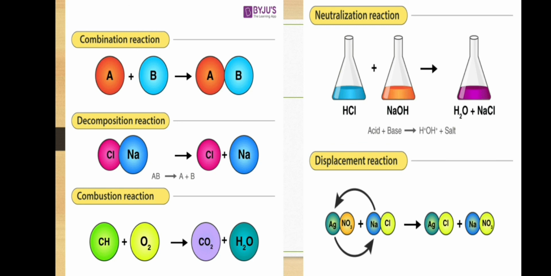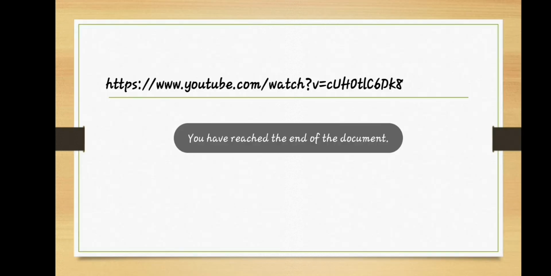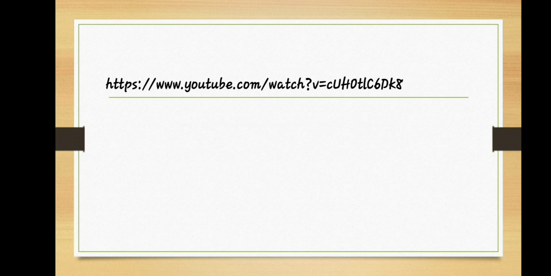Oh, so this is actually a summarization of the examples of the different types of chemical reaction. From the combination reaction, decomposition reaction, to combustion reaction, and displacement reaction. Okay, so it is just an example. This is just an illustration of the examples of the different types of chemical reaction. So that is the end of our discussion for chemical reaction.